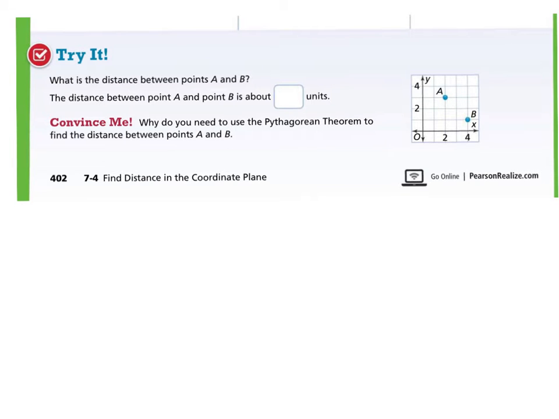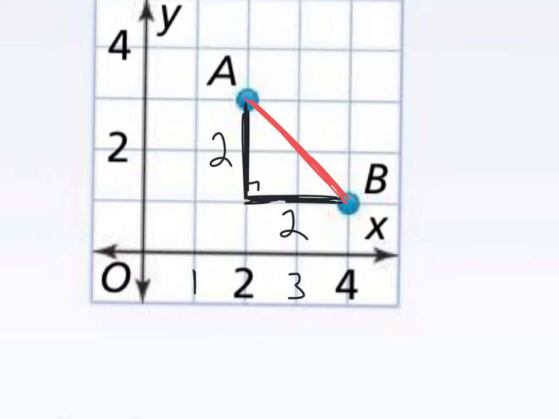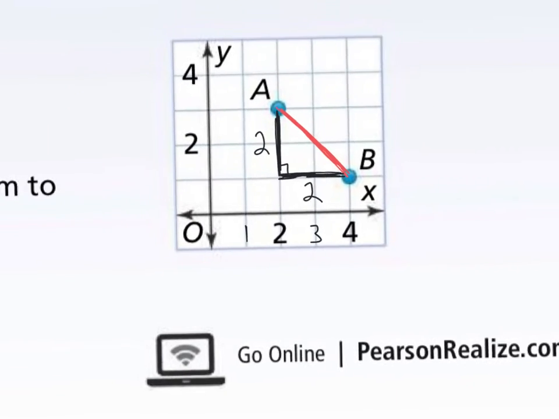If you look at the Try It, they want us to find the distance between points A and B. First of all, we draw a line between those two, and then we can create a right triangle. This is one way to create a right triangle. Make sure when you're doing these problems that they're going by ones and not by something else, like 2s or 5s or 100s. They are going by ones here, so you can see that's 2 squares by 2 squares.